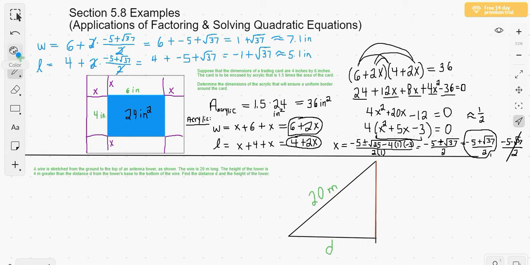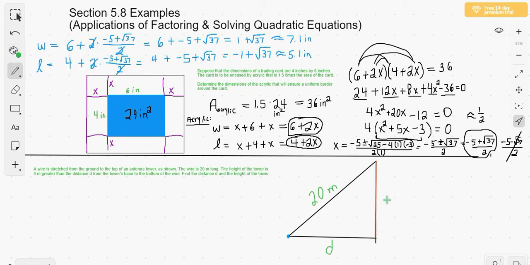So they tell us a wire is stretched from the ground. So imagine we're at the ground here, and it's stretched from the ground to the top of an antenna tower. So this is my red antenna tower, as shown. And the wire is 20 meters long. The height of the tower is 4 meters greater than the distance d from the tower's base to the bottom of the wire. So we've got the wire here, starting here and going up to the top. And then the base here has a length d. And they're telling us that the height is 4 meters greater than d.